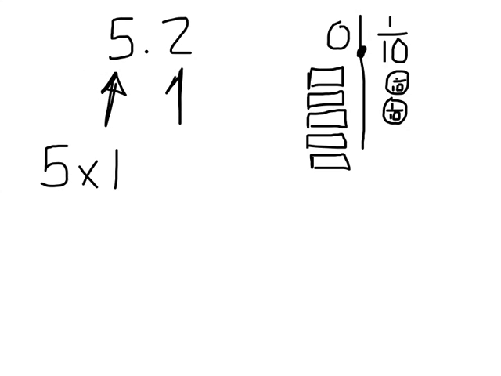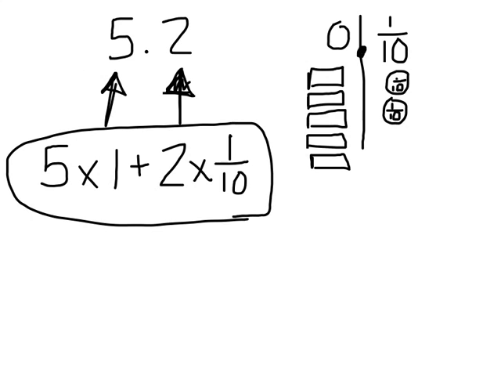I have 2 tenths, which means that in addition to my 5 ones, I have 2 groups of 1/10, or 2 times 1/10. So all I had to do to write this number in expanded form was write each digit as its value and add them together.